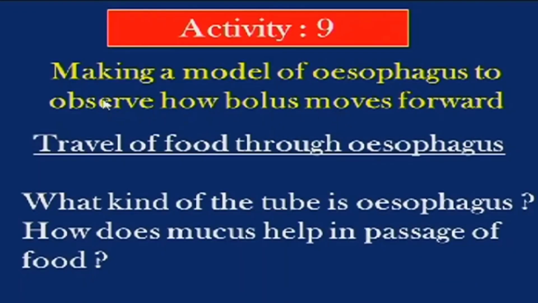Activity 9, making a model of esophagus to observe how bolus moves forward. Travel of food through esophagus. What kind of tube is the esophagus? How does mucus help in the passage of food? Students, in the chapter Nutrition, Human Digestive System, you studied what kind of tube the esophagus is. Let us see the structural and functional aspects of the tube esophagus.